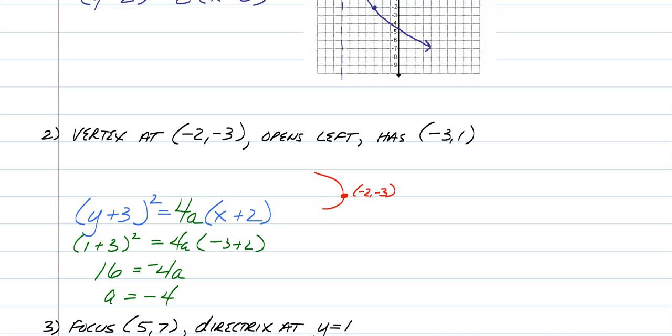So your final answer for this one is y plus 3 squared. And now we know that our a value is -4, so -4 times 4 is equal to -16 times x plus 2. And now that guy is done.